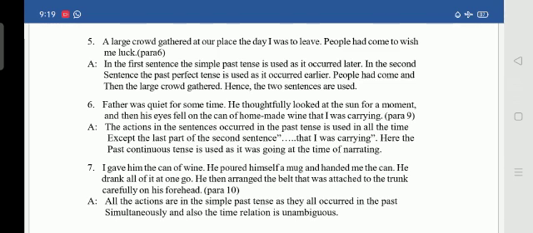So, what happened? In the first sentence, the simple past tense is used because the situation happened later. Whereas in the second sentence, the past perfect tense is used because it was done earlier. So what you have to write is: in the first sentence the simple past tense is used as it occurred later. In the second sentence the past perfect tense is used as it occurred earlier.